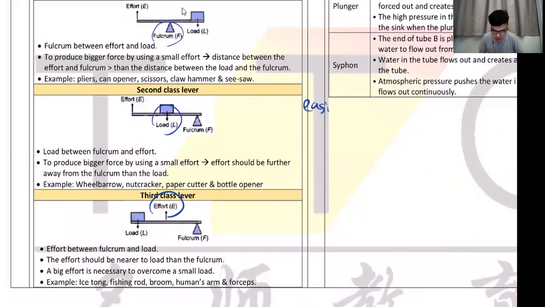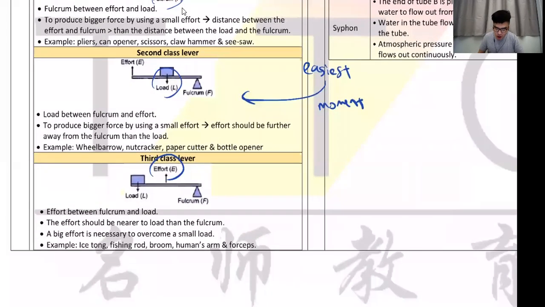Okay, which is the easiest to use? Easiest will be your second class. You know why? This has something to do with what we call moment. Moment is the twisting force. So the longer the distance between effort and fulcrum, the easier your job is going to be.